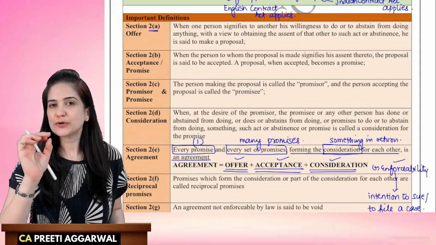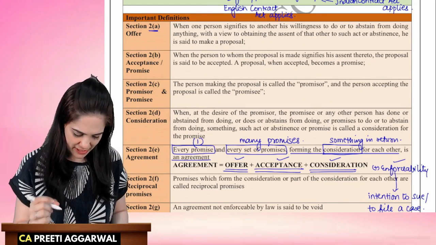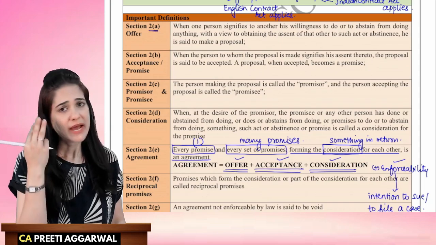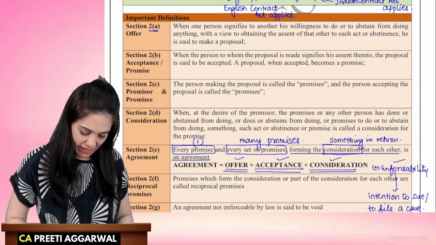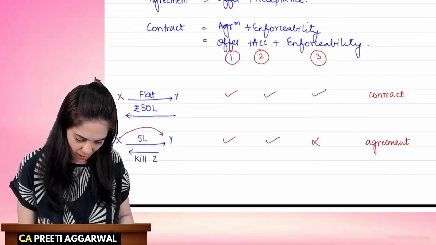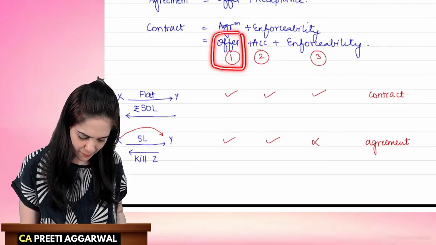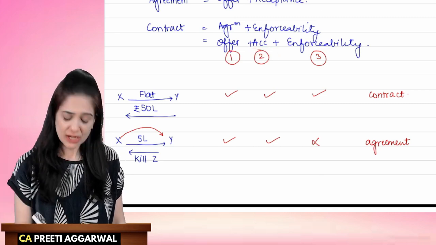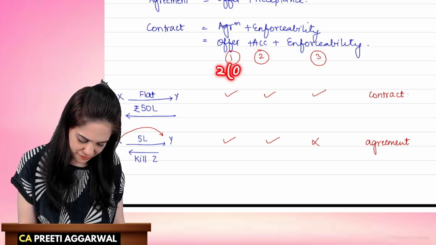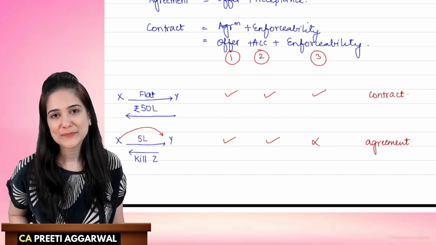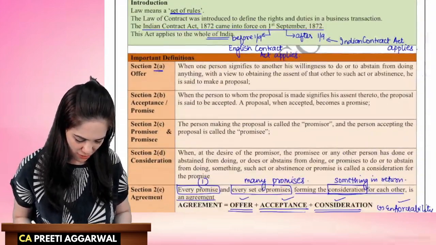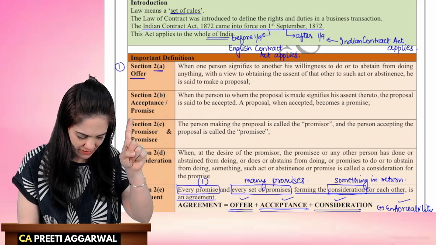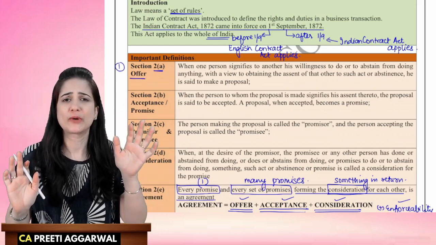Now, in order to make a valid contract, how many elements do I require? Offer, acceptance, consideration, enforceability. Yes, I need offer. Offer is the starting point of contract. No offer, no acceptance, no contract. Because it is the starting point, it is defined under section 2 clause A. So section 2 clause A defines offer because offer is the primary requirement. It is the most important requirement.